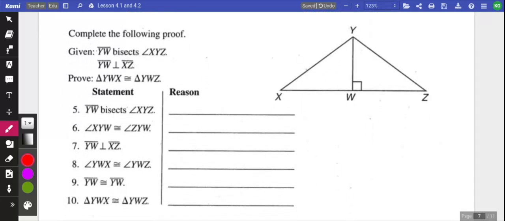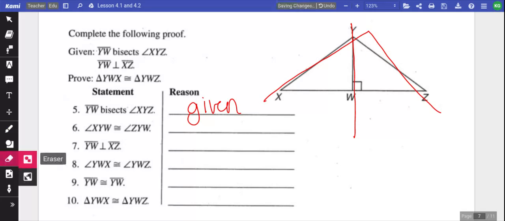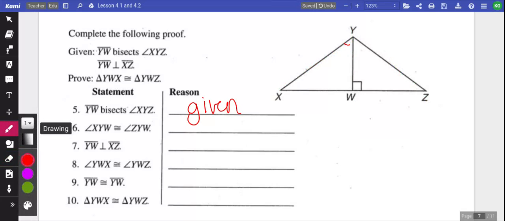Now for our proof, we have YW bisects, which means cuts in half, angle XYZ. So we're saying that this right here is cutting in half the big angle. So that means that this half of the angle is equal to this one. And that's what they've written. Angle XYW is congruent to ZYW because that's our definition of an angle bisector.